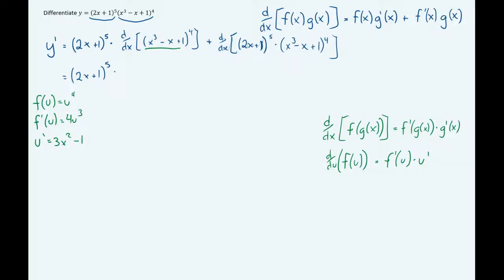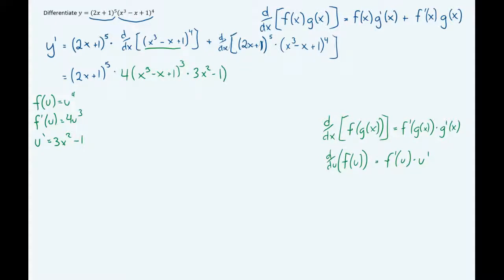So we put that together in our chain rule. We have f prime of u, so that would be 4 times u cubed, and what is u? That's just our inner function, times the derivative of the inside function, 3x squared minus 1. And that is the derivative of that second function there.